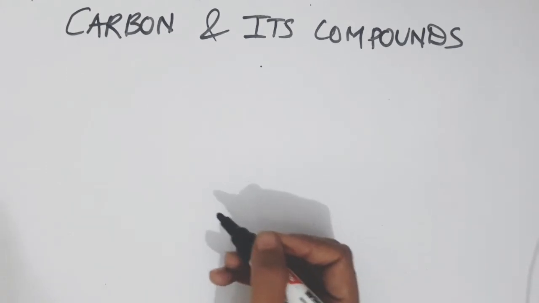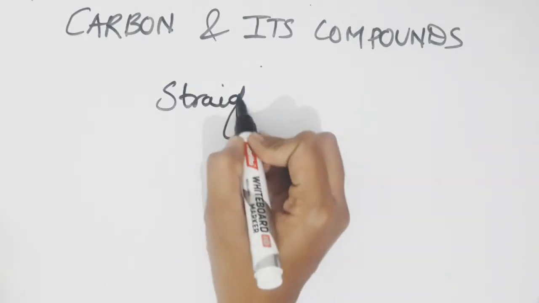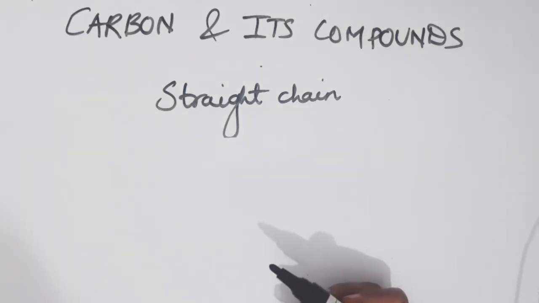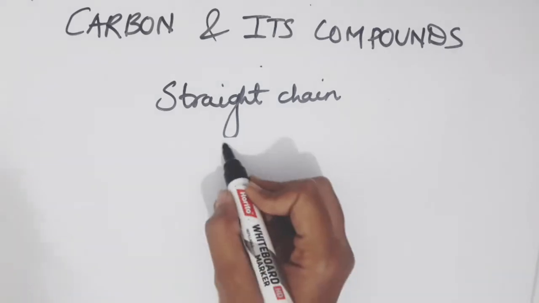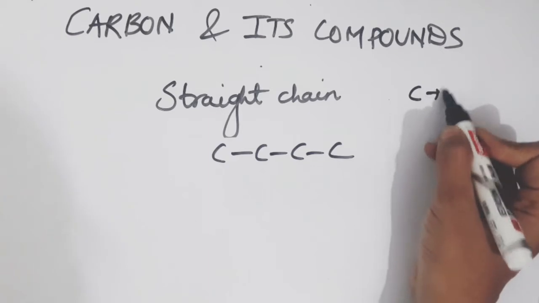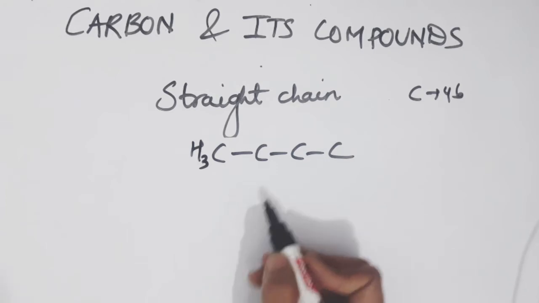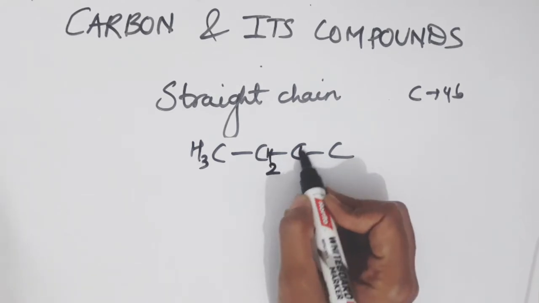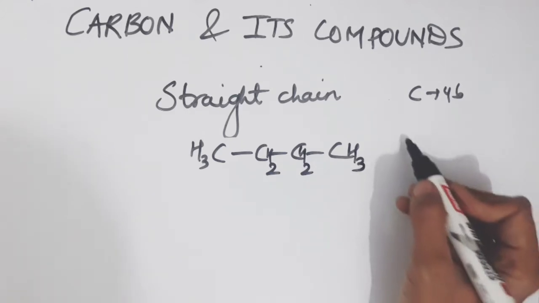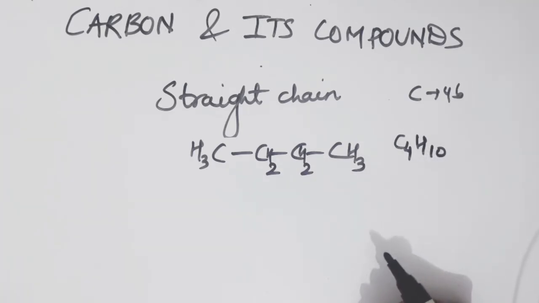So now the carbon forms 3 types of compound. First is straight chain compounds. Now carbon forms straight chain compounds, that is they link together linearly. Now in total carbon forms 4 bonds. So here we have formed 1 bond, so the rest 3 will be completed by hydrogen. Here 2, here 2 and here 3. So in total we have a formula of C4H10, and this is an example of alkane.